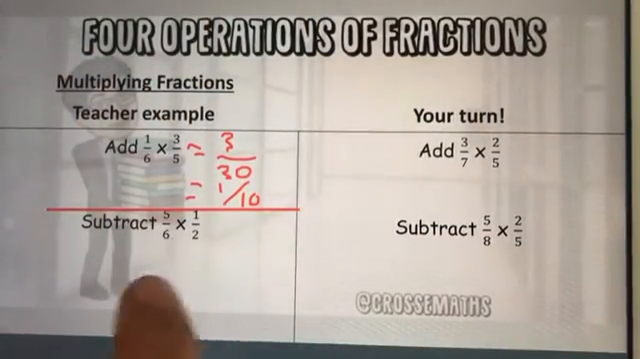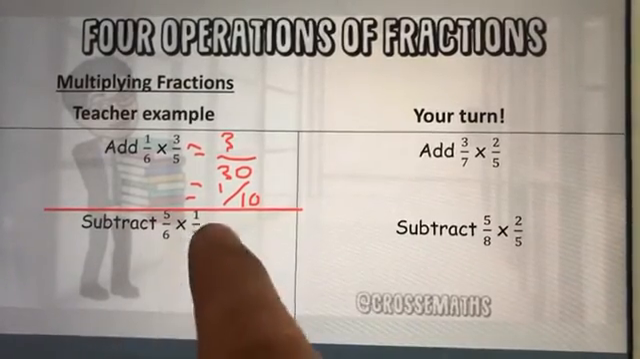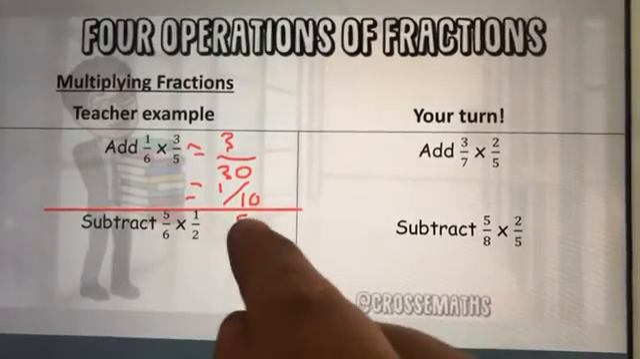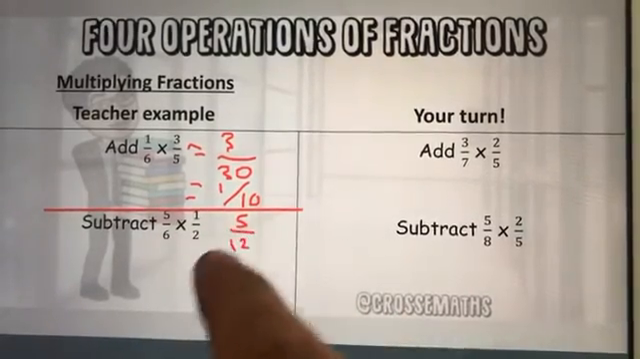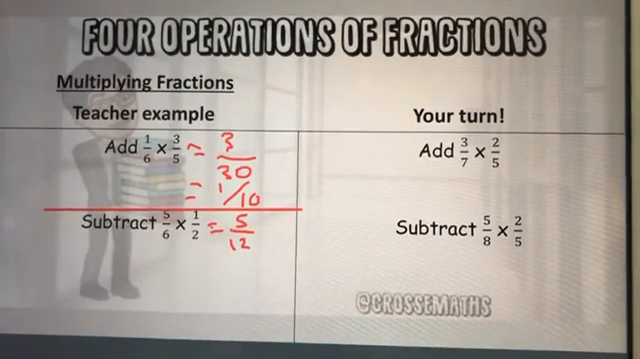Okay, similar thing underneath. I've got 5 over 6 times by 1 over 2. 5 times 1 is 5. 6 times 2 is 12. So 5 over 6 times by 1 over 2 gives us 5 over 12. That can't be simplified, okay? So that's the final answer.